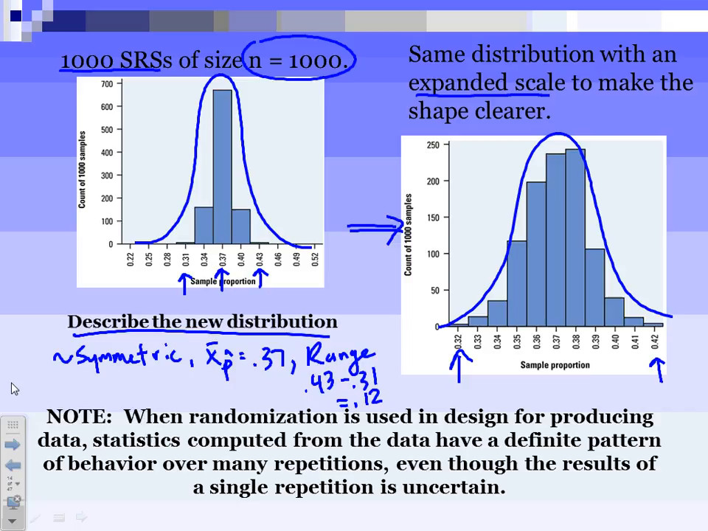We went from 100 to 1,000, and our range, our variability, which therefore also means our variance and our standard deviation, got significantly smaller. All right, and that's a very, very important thing that we need to understand there.